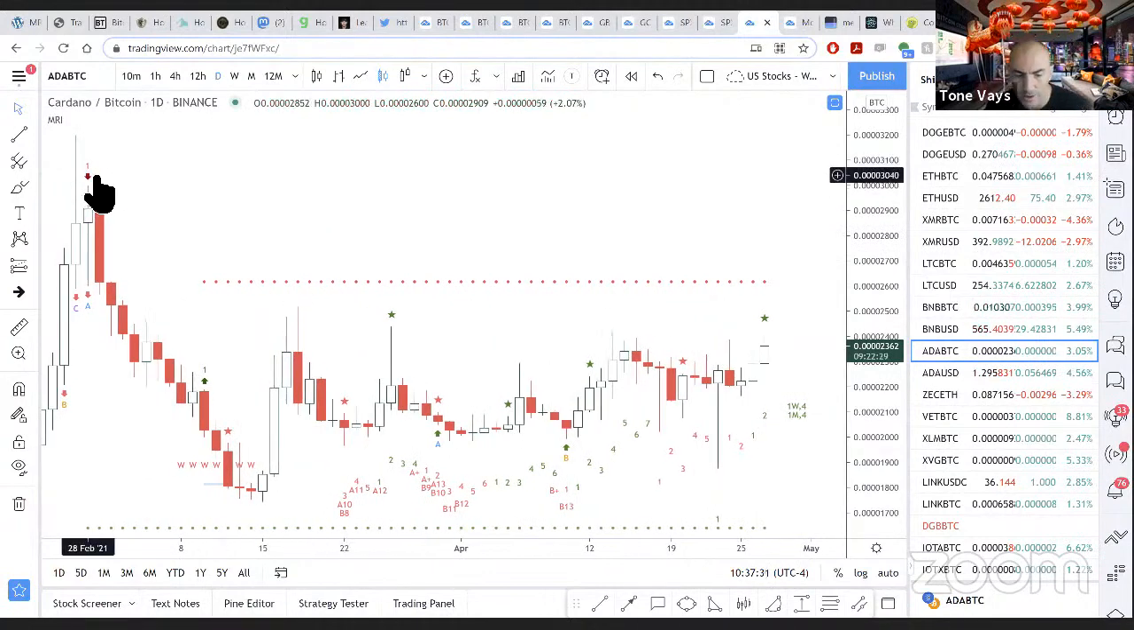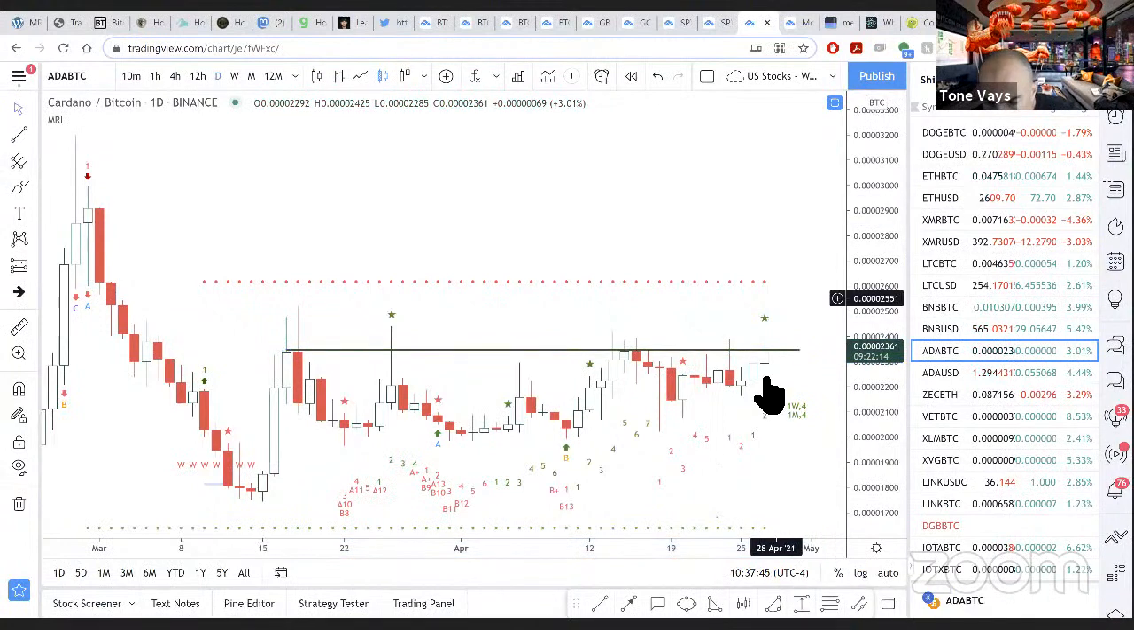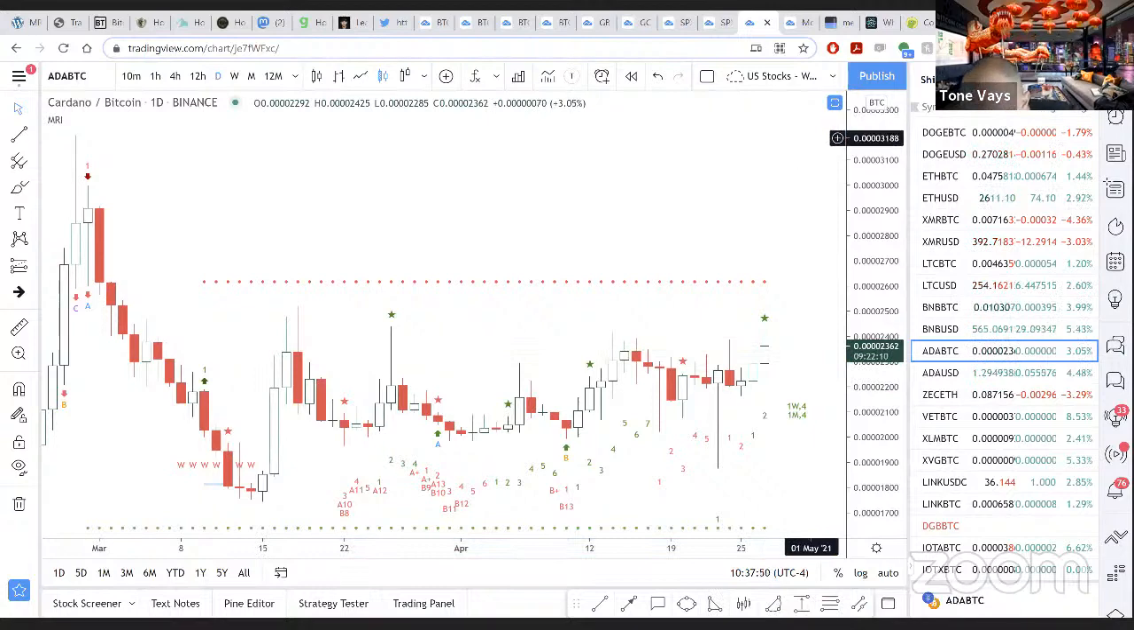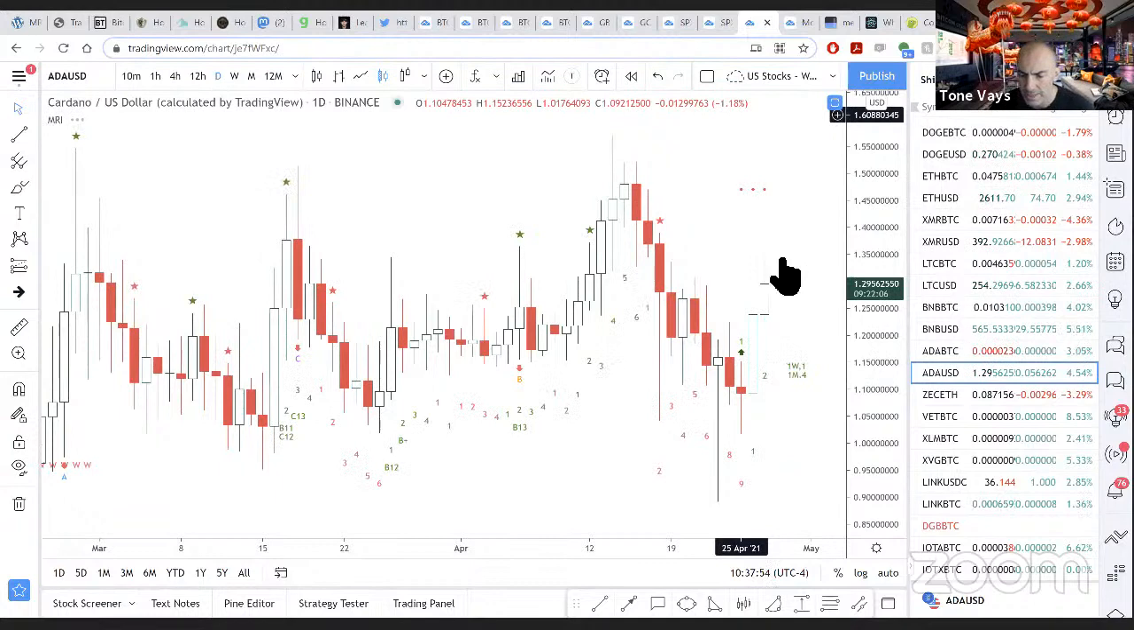Look at the beautiful MRI top call on Cardano. And this is actually pretty damn bullish because look at this monster consolidation. You're right now looking at a brand new high daily close versus Bitcoin and a green star on the MRI. This is a bullish chart of Cardano. Everything versus the dollar is going to be identical to Bitcoin. Look at that beautiful bottom call on this as well.